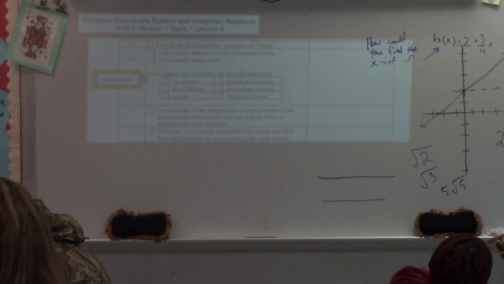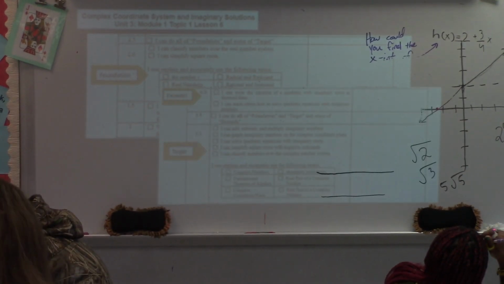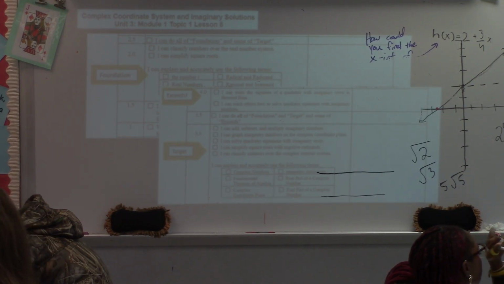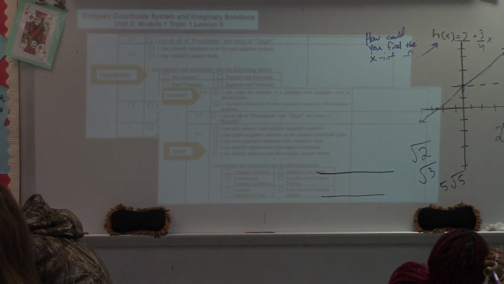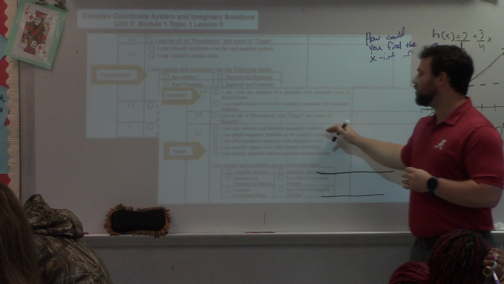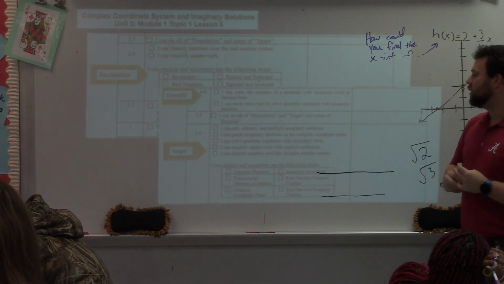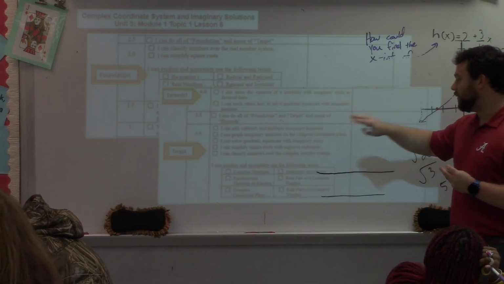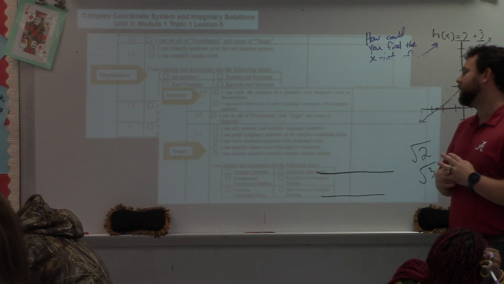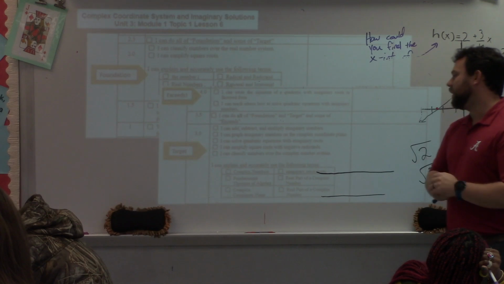Complex coordinate system, we're all about the number i today. Remember, our goal is that we can add, subtract, and multiply imaginary numbers, graph imaginary numbers, solve quadratic equations, simplify square roots with negative radicands, and then classify numbers over the complex number system.